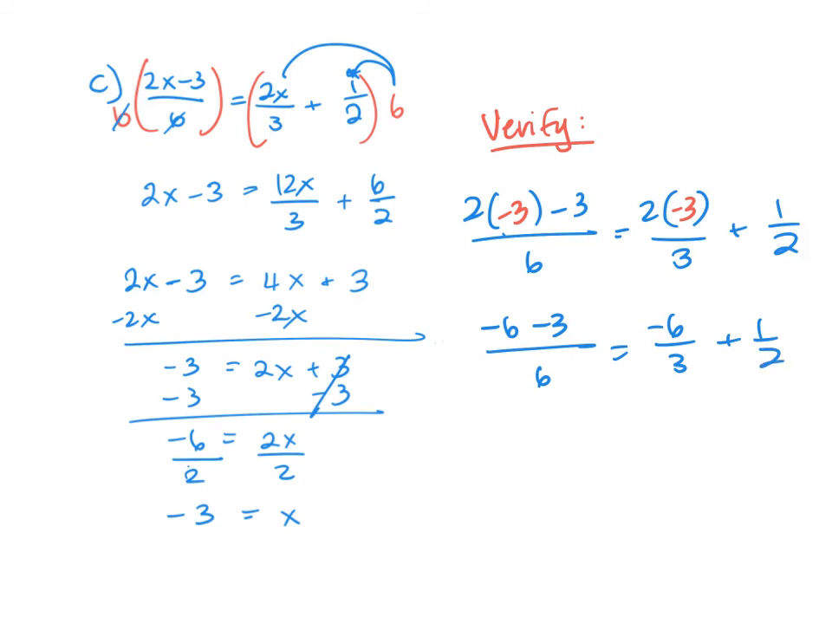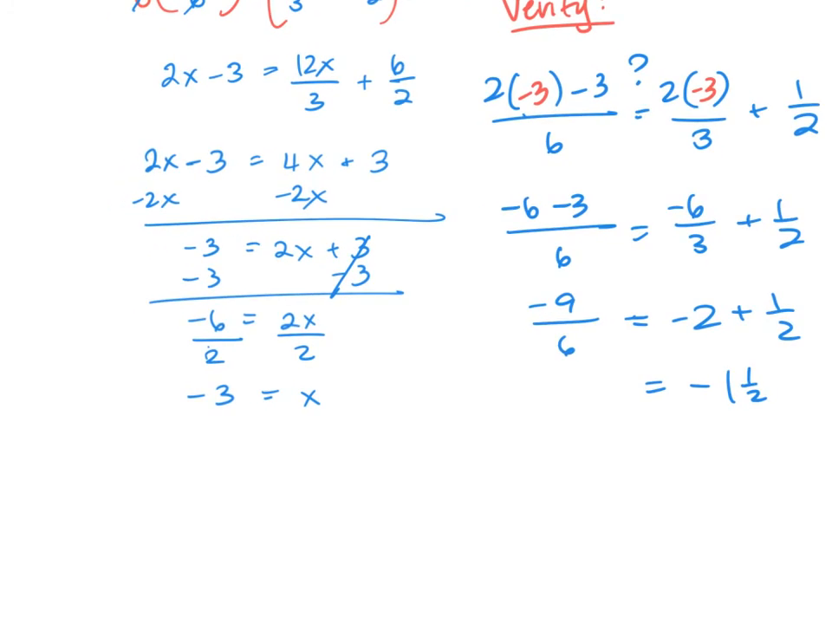Okay, so I'm going to see if my left side equals my right side. So -6 minus 3 is -9 over 6, which is -2 plus 1/2. So on my right side, I have -1.5. And on my left side, I get -3 over 2, which is actually the same as -1.5. So I know that I am correct.